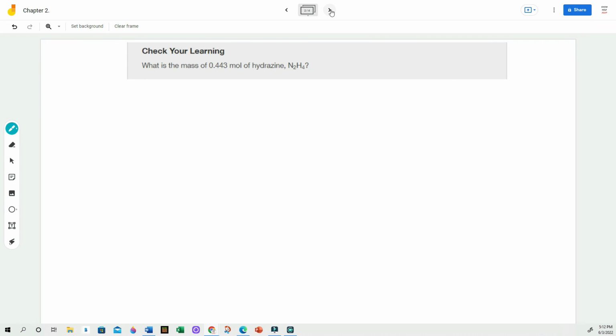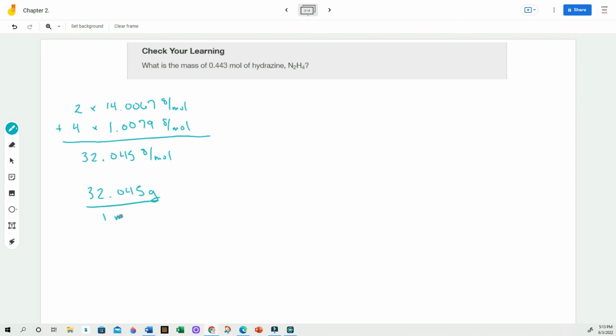Check your learning. What is the mass of 0.443 moles of hydrazine, which is N2H4? Okay, so I've been given moles. I want to go to grams, which is mass. But for hydrazine, I'm going to have to calculate the molar mass. So I have 2 nitrogen atoms. Nitrogen's molar mass is about 14. And I have 4 hydrogen atoms. Okay, this one is a pretty quick one to calculate, and I get 32.045 grams per mole, remembering that I can also write it like so.